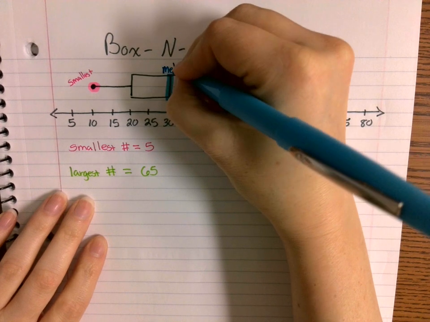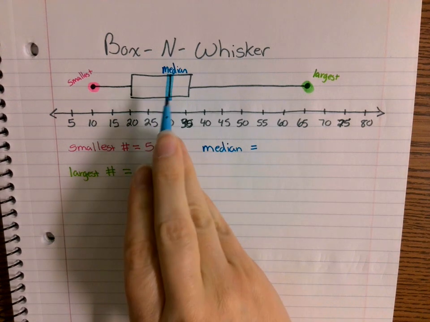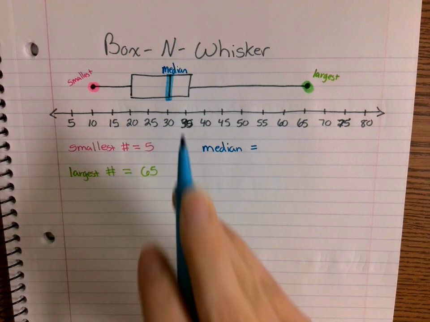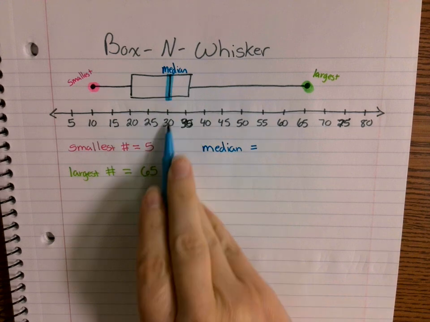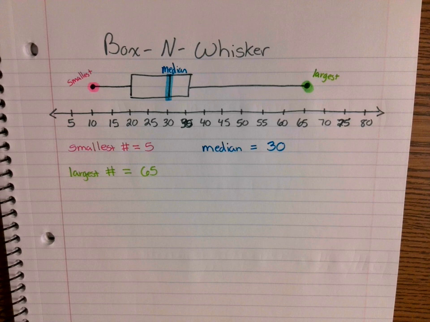The line inside of the box for a box and whisker plot represents the median for your data set. So the median happens to be at 30. So I know my median is 30. I also can tell the range.